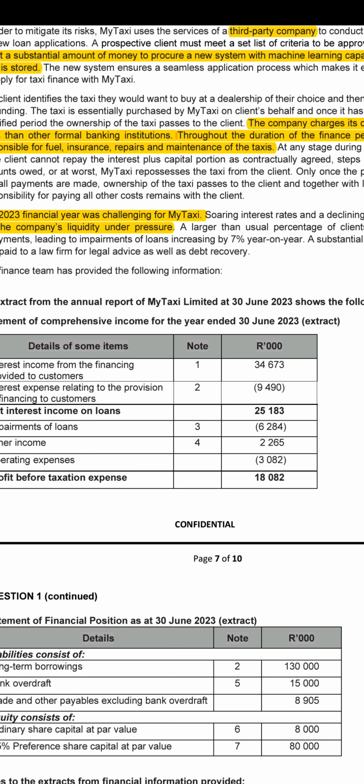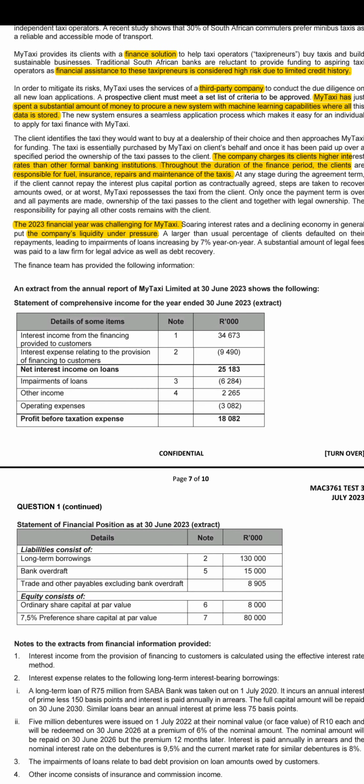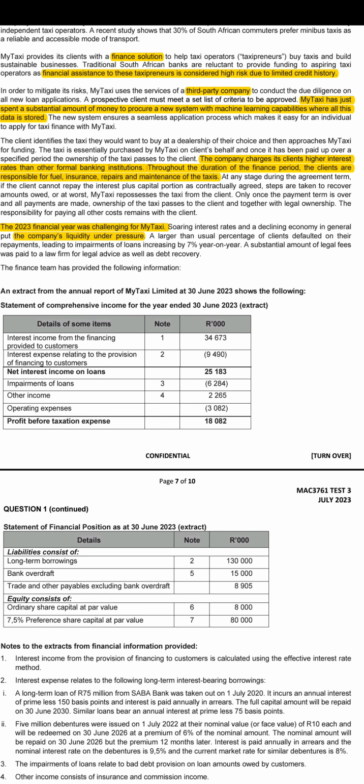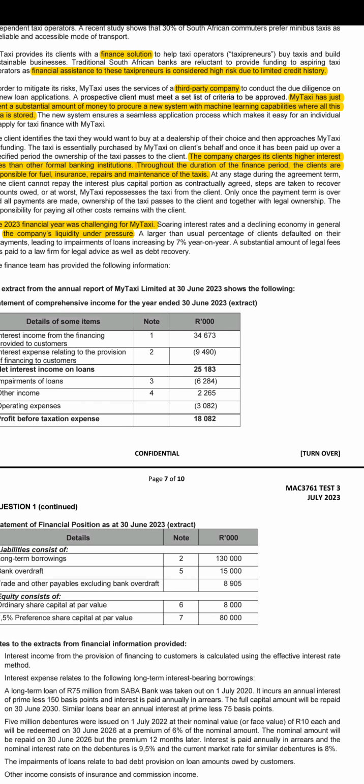And now because it's going to be impairing their ability to pay, obviously it's going to impact negatively on you as well. Okay. So a larger than usual percentage of clients defaulted on their repayments, leading to impairments of loans increasing by 7% year on year. A substantial amount of legal fees was paid to a law firm for legal advice, as well as debt recovery. So you can see that we've impaired loans, right, by an increase of 7% year on year. That's a huge chunk, right?